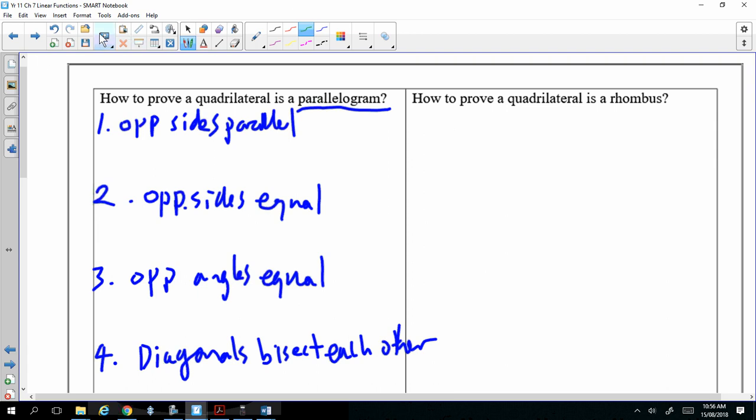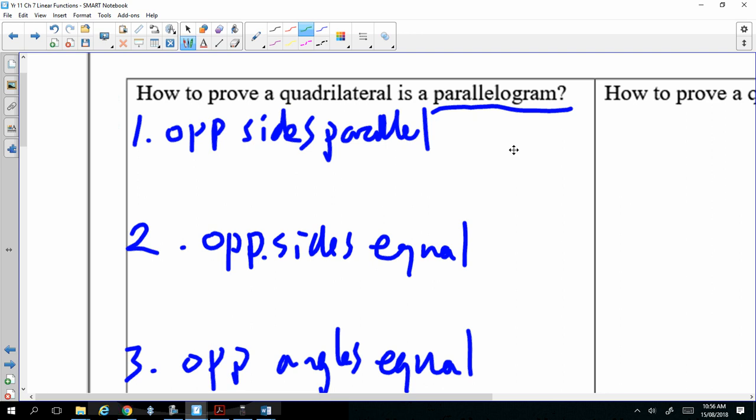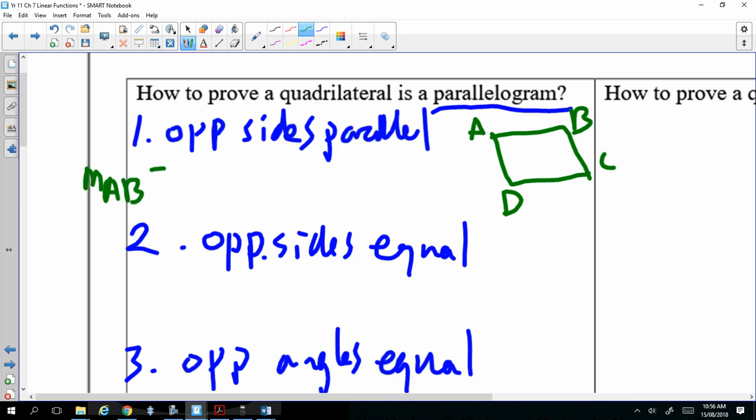Yes, gradients equal. So let's draw a parallelogram here. A, B, C, D, right? So you just have to prove gradient of AB equal to gradient of DC, and gradient of AD equal to gradient of BC. So you have to calculate 4 gradients and make sure they're all equal. Make sure you find 2 pairs are equal.